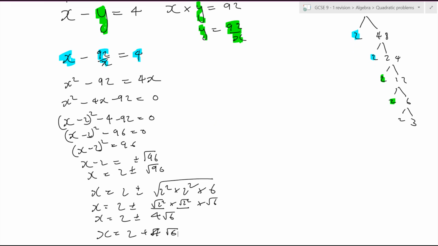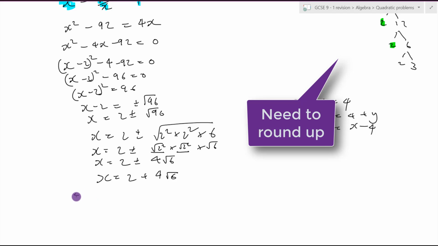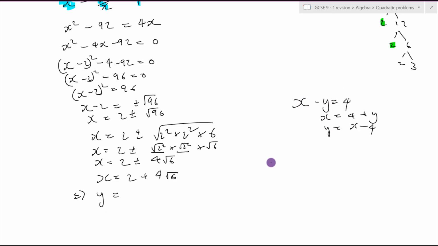Just going to rub this out and make it a bit neater. So now I need to find y. Now x minus y equals 4. So therefore x will equal 4 plus y. So y must equal x minus 4. So this implies that y will equal, take 4 off this, take 4 off that, 2 minus 4 is minus 2, plus 4 root 6. Fortunately, 4 root 6 is bigger than minus 2, so therefore it's still going to be positive.